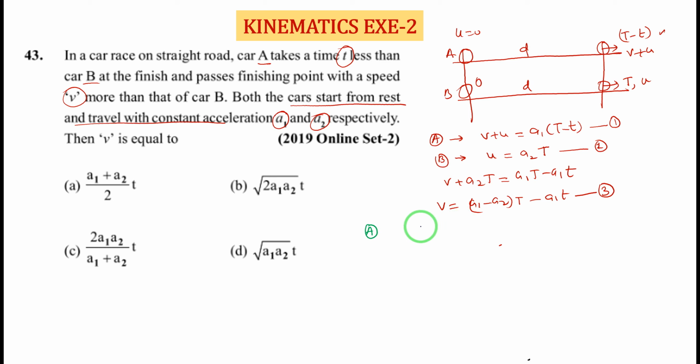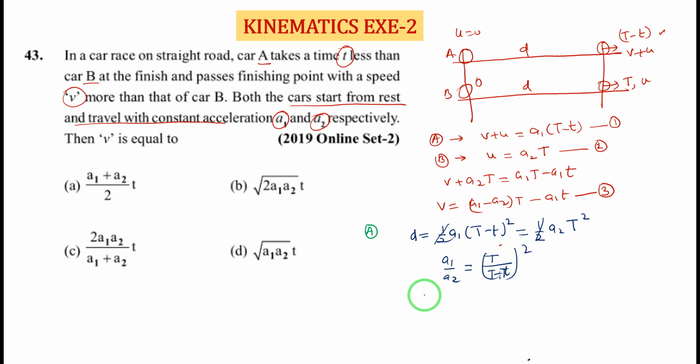For A, we'll write d equals half a1 into (T minus t) whole square, and the same d for B is half a2 into capital T square. This half will get cancelled. a1 upon a2 equals (T upon T minus t) whole square. Take the root. Root a1 upon a2 equals T upon T minus small t.